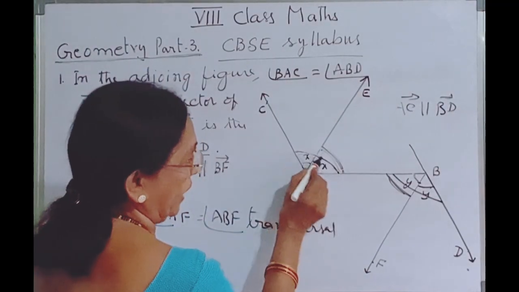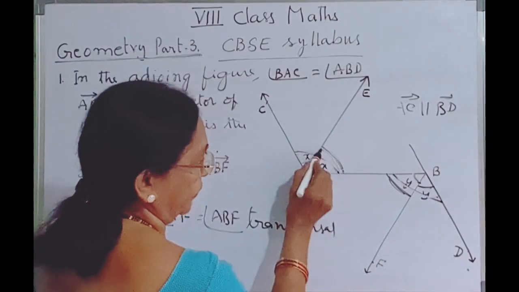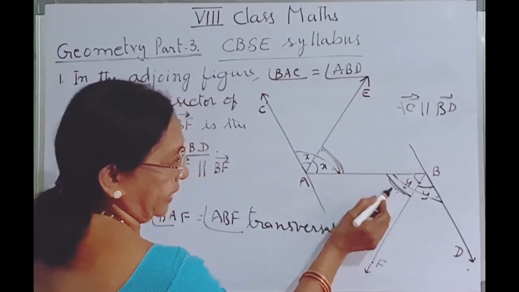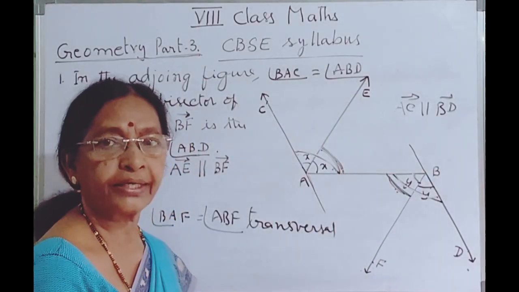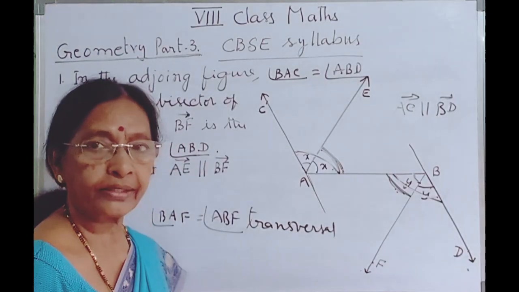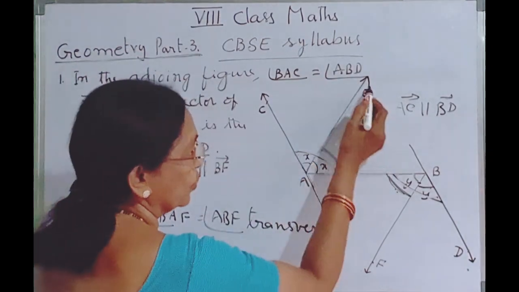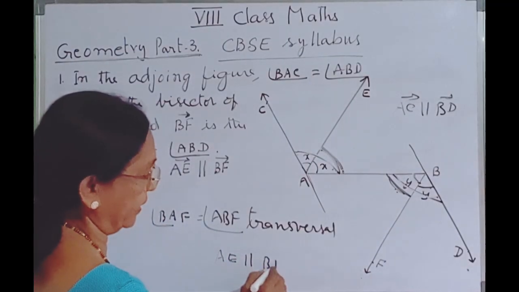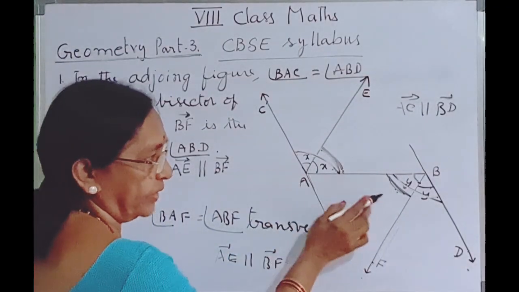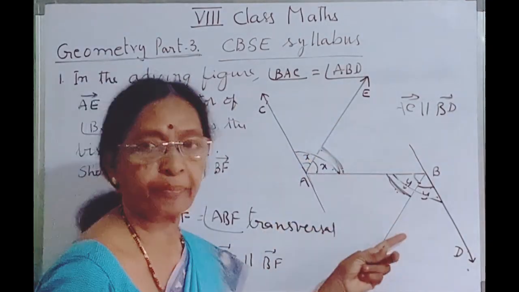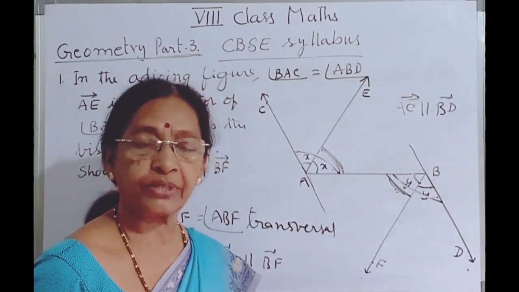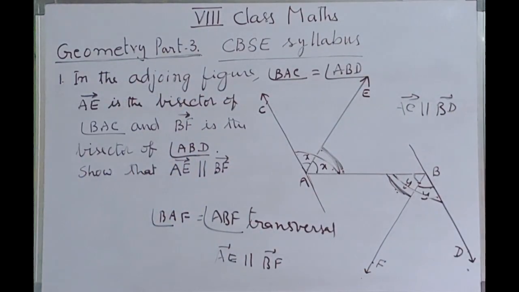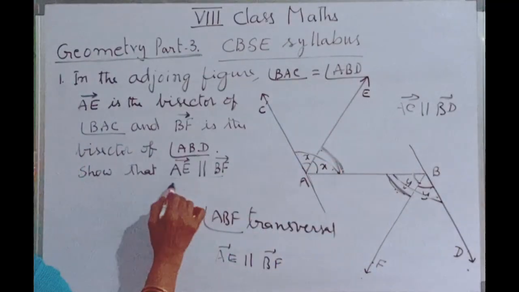because this total angle is equal to this total angle. Therefore, this is half of this angle and this is half of this angle. Therefore, these two angles are equal. These two are alternate interior angles. As the alternate interior angles are equal, these two rays are parallel to each other. AE is parallel to BF. Because the alternate interior angles are equal, the lines are parallel to each other. Therefore, AE is parallel to BF.